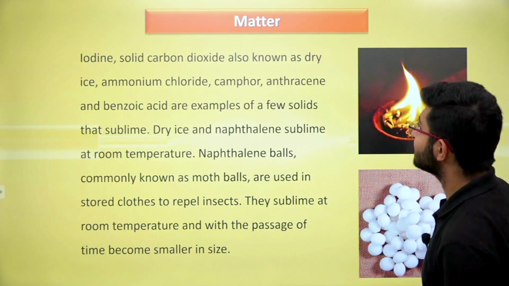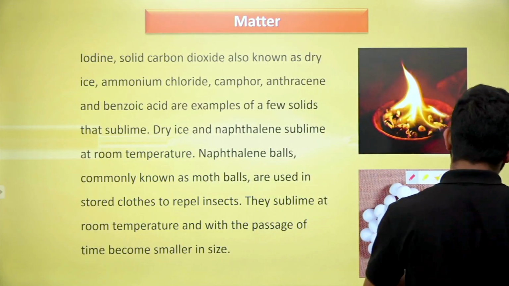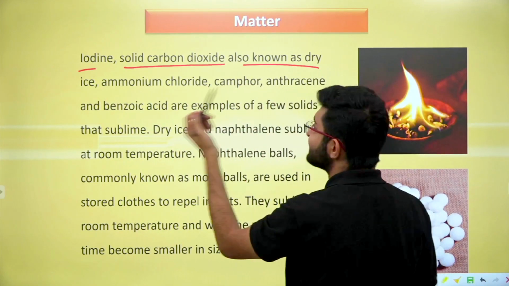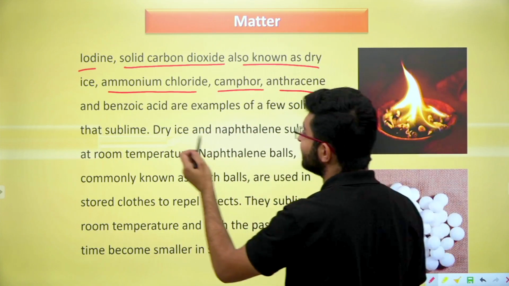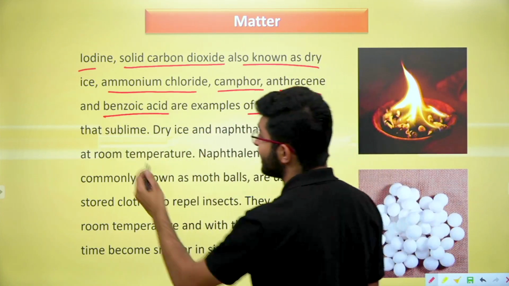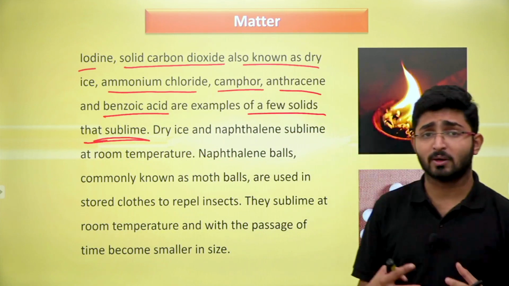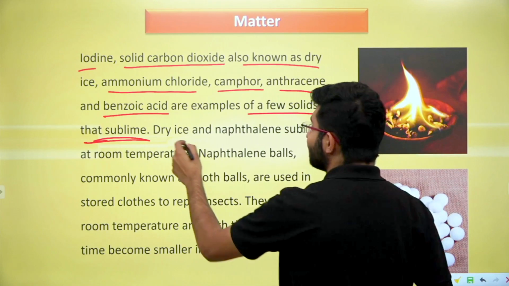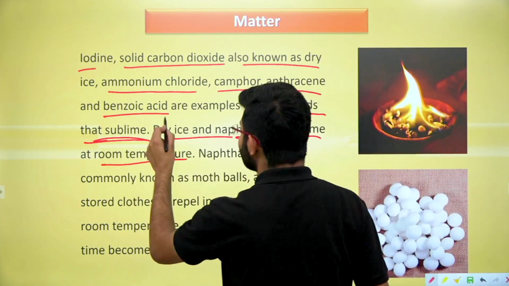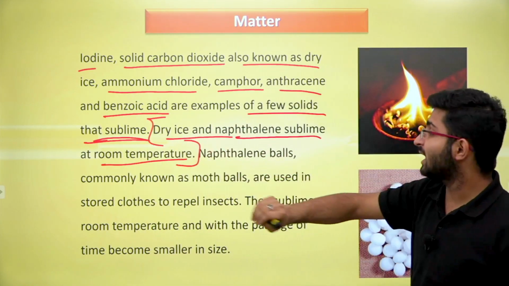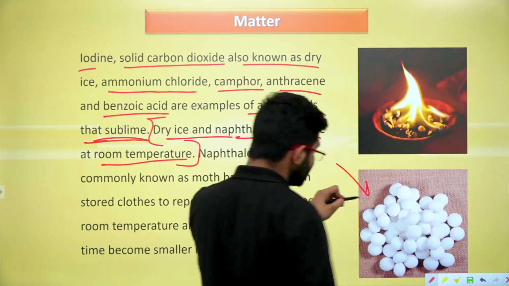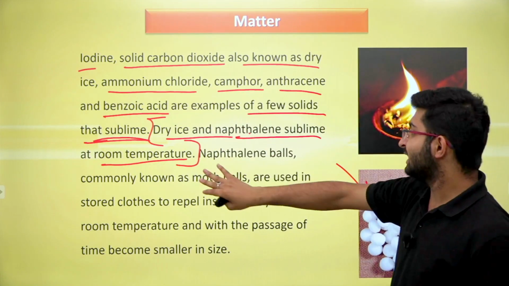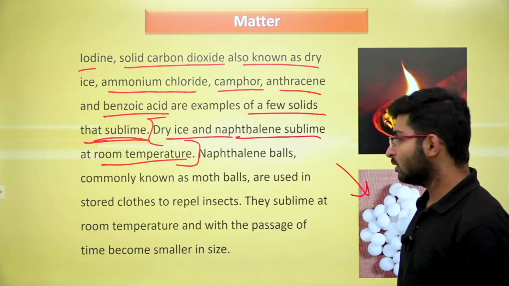Moving ahead, you can see the examples of sublimation. The very first example is iodine. Solid carbon dioxide, also known as dry ice, ammonium chloride, camphor, anthracene, and benzoic acid are examples of a few solids that sublime. So these are examples of solids which sublime directly from the solid state to the gaseous state, right? Dry ice and naphthalene sublime at room temperature. Always remember dry ice, that is solid carbon dioxide, and naphthalene. Naphthalene is the naphthalene balls that you keep in the wardrobes, in the clothes basically. So these are matter which sublime at room temperature.